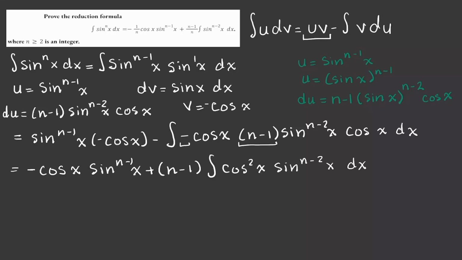However, I need to obtain only the integral of sine to the n minus 2. Remember, the right-hand side of the equation gives you a hint on what the equation is going to be. So how will I obtain that?